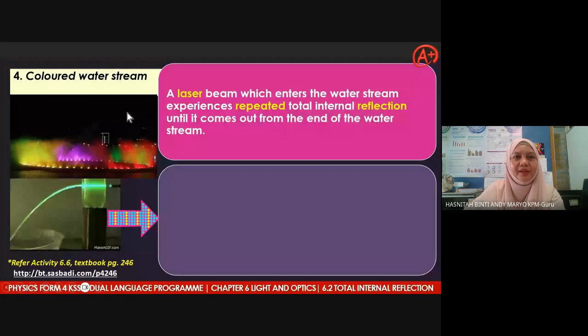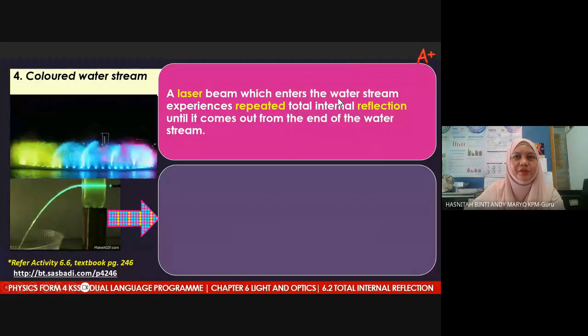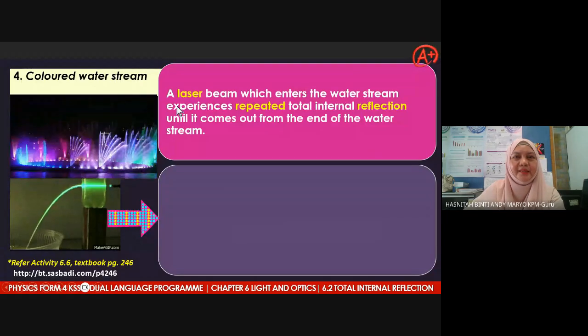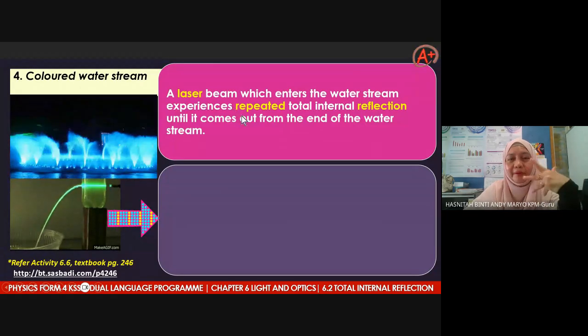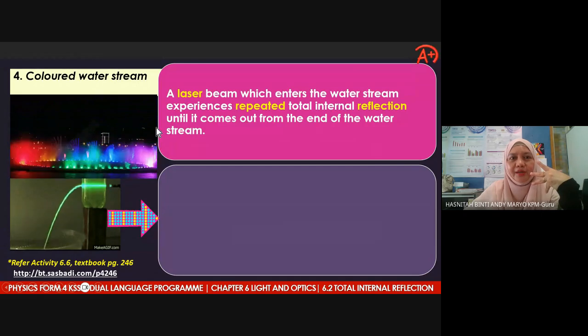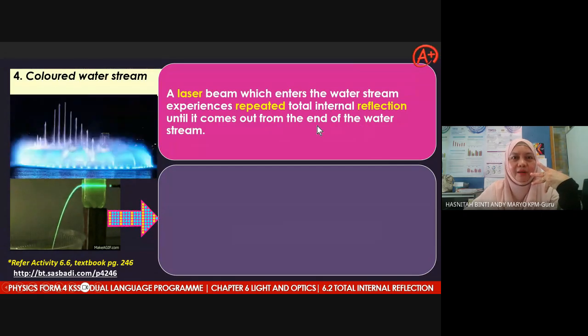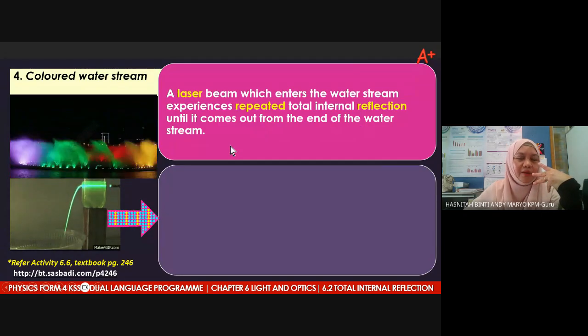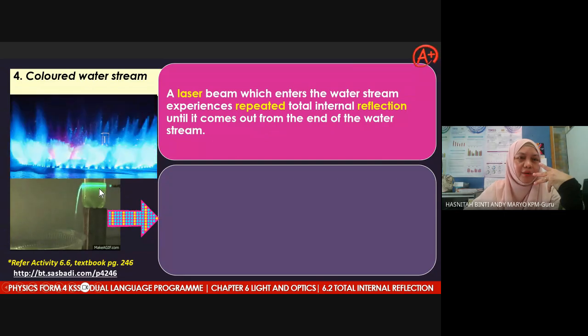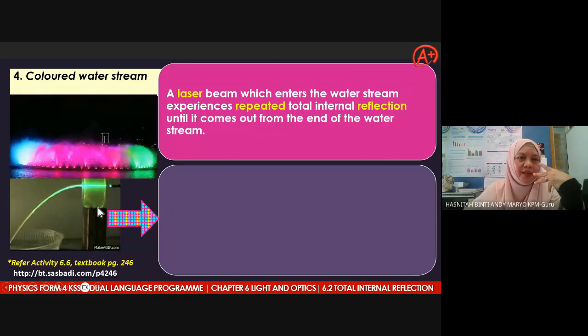Okay, so actually this is a laser beam which enters the water stream. It experiences multiple or repeated total internal reflection until it comes out from the end of the water stream. So this is one example of a short experiment. You can try this at home.